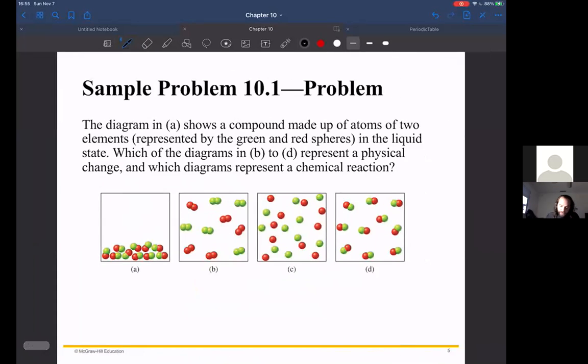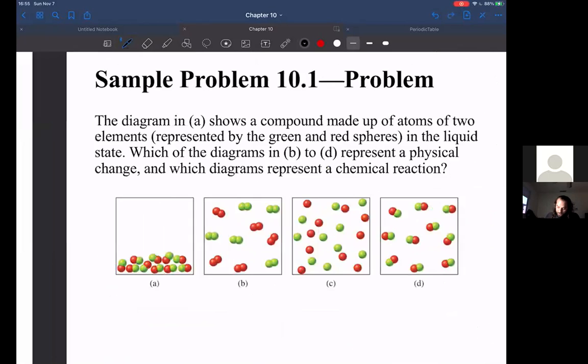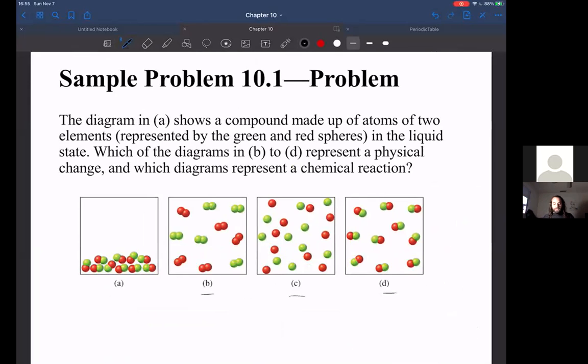So then, being able to recognize what would be a chemical reaction versus a non-chemical reaction. So over here, this is what we're going to start with. This is our starting material here. And you can see that each of these green beads is bound to a red bead, right? So these all represent individual molecules where you have a green atom bound to a red atom. So which one of these, B, C, or D, represents a chemical change? Remember, it's all about the rearrangement of those atoms.